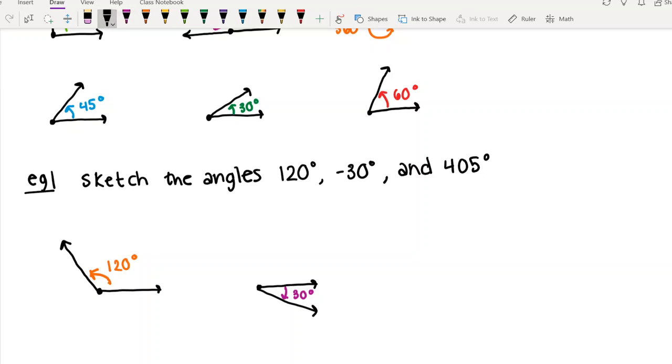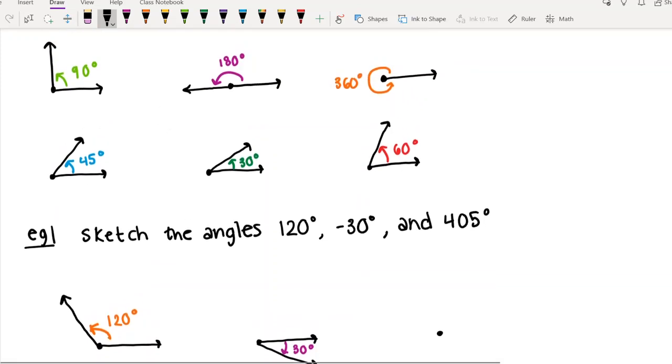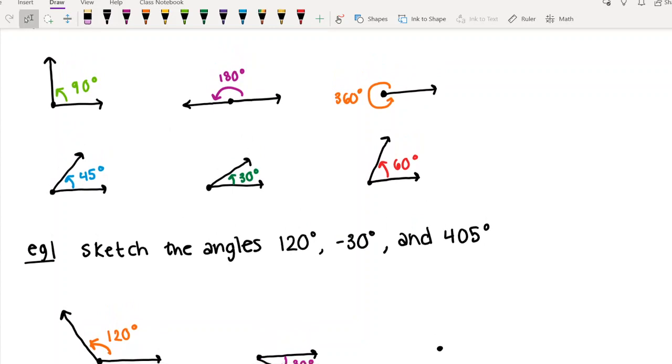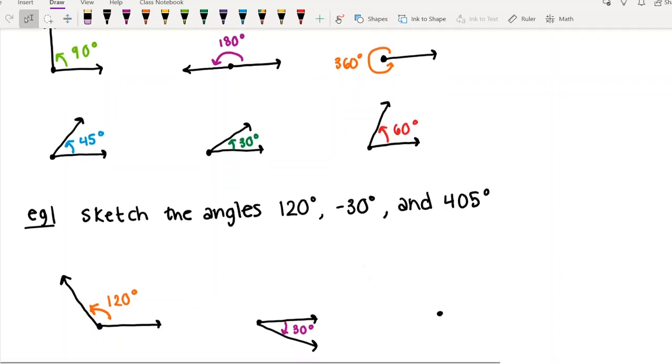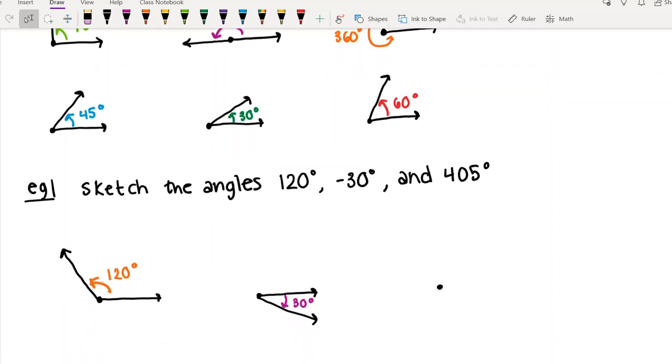Okay, so this last one is probably the trickiest one. This is 405 degrees. Again, let's think about comparing this to the other angles that we already have. What angles do we have? We have 180, 360, all these different angles. And notice that 405 is more than 360. What that means is that this is an angle where you go all the way around 360 and then add on a little bit extra.